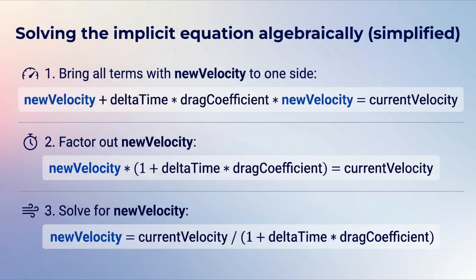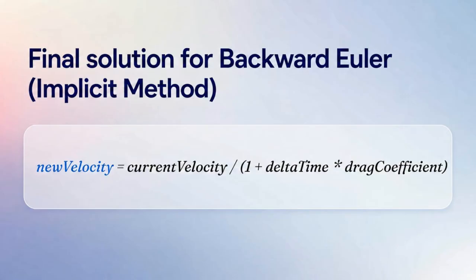If we assume the drag coefficient is positive, then the denominator is always greater than 1, so no matter how large delta time becomes, the new velocity is never larger than the previous one. This makes implicit integration more stable for a wider range of delta times than explicit methods. They are widely used in cloth, soft bodies, and constraints because of this tolerance.